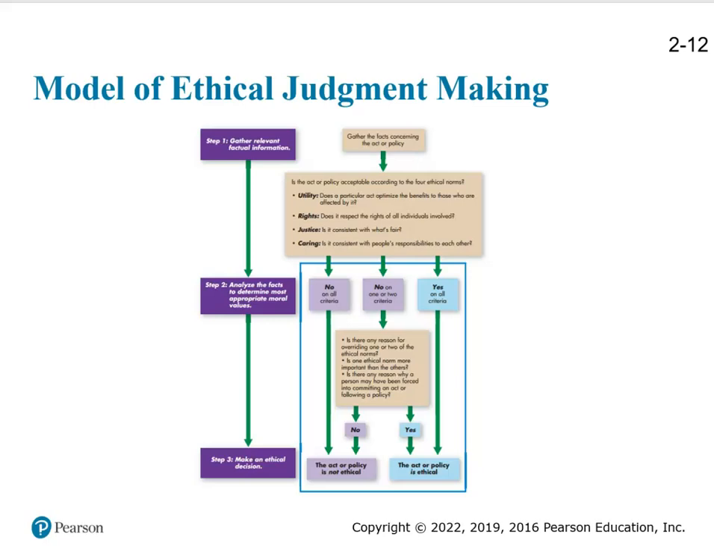All right. So when we gather the facts, we consider whether or not it's acceptable according to the norms. Okay. So if it's not acceptable according to one or two of the norms, think about, is there a reason to override the norms? Is one norm more important than the others? So that's why there is a little bit of a gray area. So we will be analyzing the facts to determine what is the appropriate moral stance.